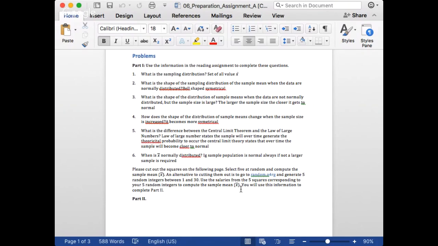Yeah, that's a good question actually, and it's important. The central limit theorem and law of large numbers have similar ideas, but they're talking about two different things. Law of large numbers is talking about the accuracy of the mean.